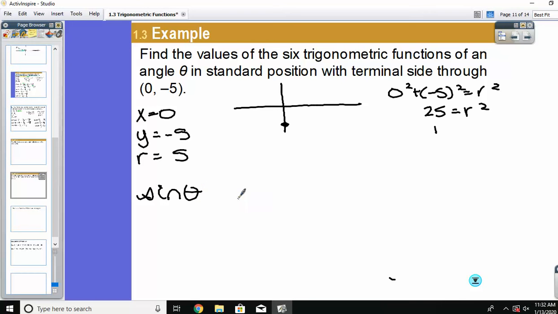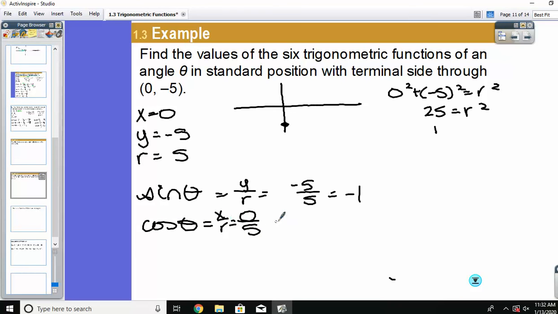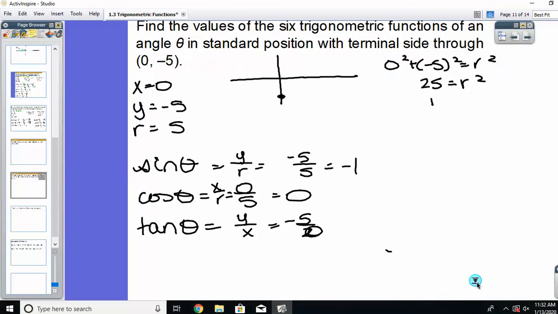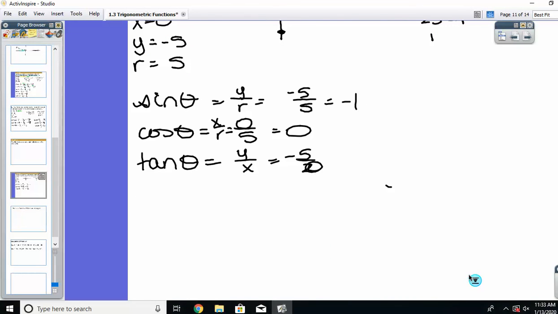So sine is y over r, so -5 over 5 is -1. Cosine, x over r, 0 over 5 is 0. Tangent, y over x, -5 divided by 0. What is that? Can you divide by 0? No. A lot of times we write undefined.